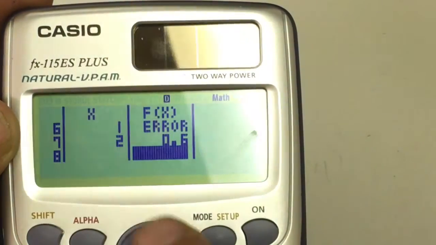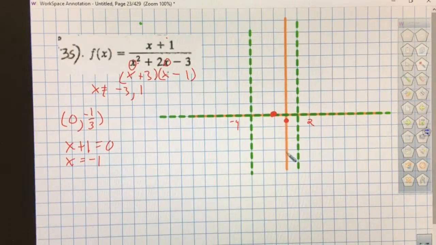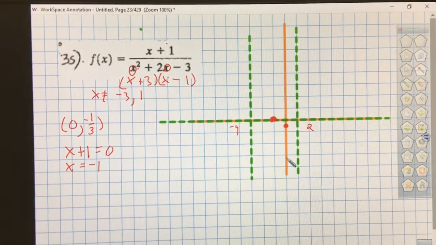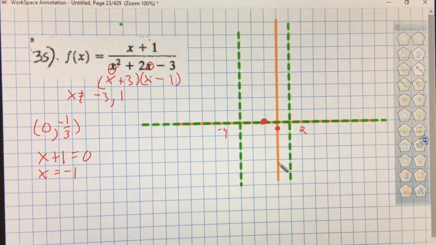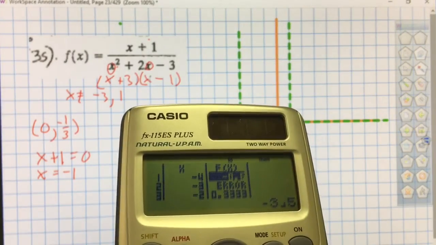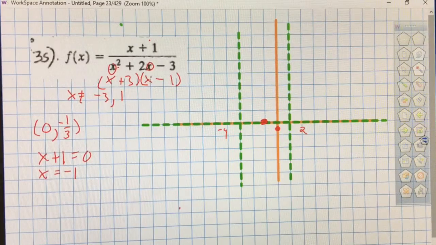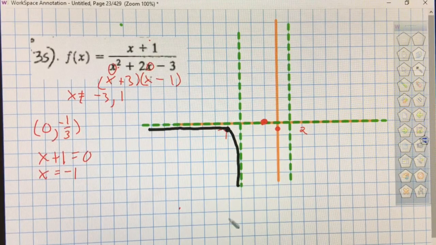I can see where they're positive, negative, undefined, and 0. So let's plot those points. Notice at negative 4, it says it's negative 0.6. So at negative 4, it's going to be a negative value. Once I have that negative value, I know my graph is going to go like this, contained between those asymptotes.